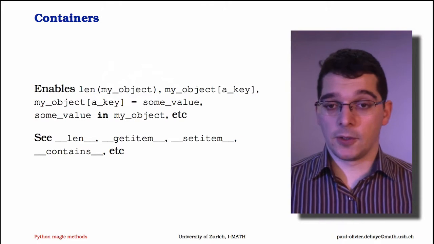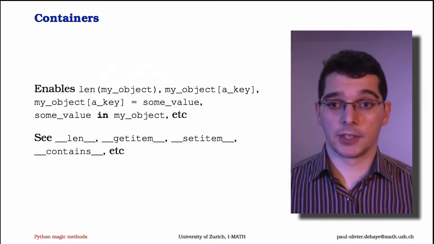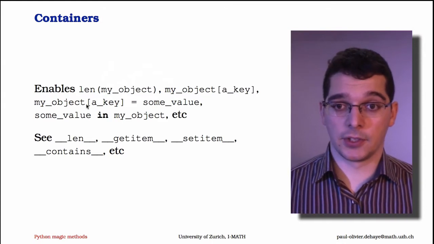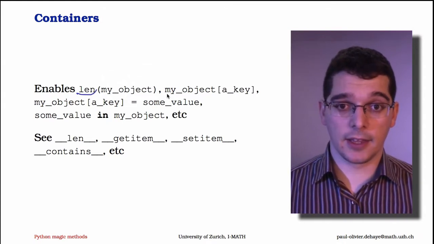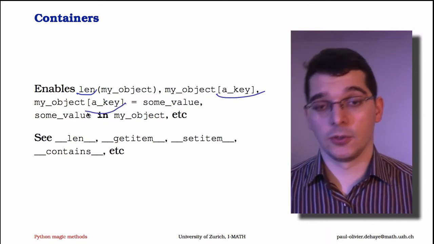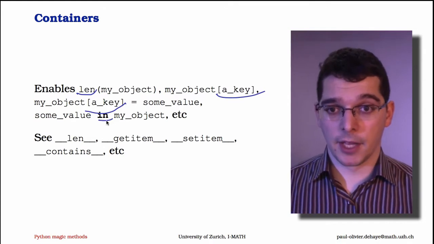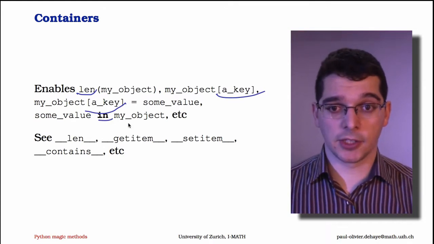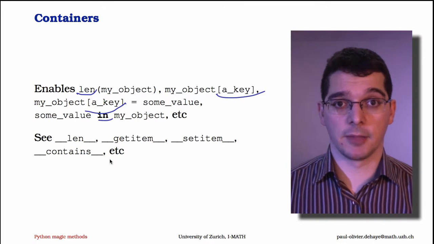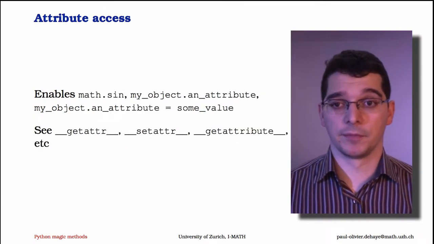Containers. So containers are, for instance, dicts or lists, etc., tuples, and this enables you to call length or a specific key, to assign some value to a specific part of the container, to check for containment, etc. So each of those examples given matches up to one of the specific magic methods there. So we've seen this in the examples, or we'll see more.